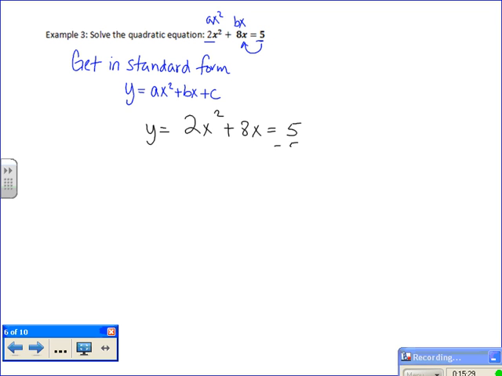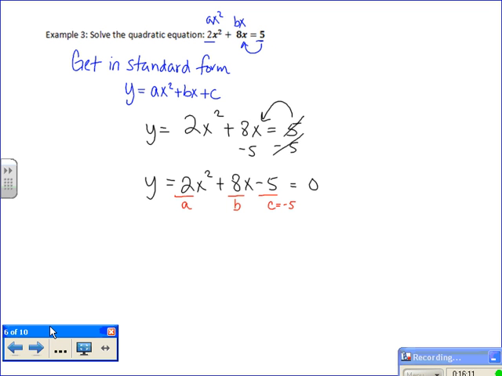Well, if I subtract 5 from both sides of that equal sign, or I move the 5 over and have to change its sign when I do that, I'll get y is equal to 2x squared plus 8x minus 5, and that's all equal to 0 because I'm not left with anything on the other side of the equal sign. So there I have it. A is 2, B is 8, and C is negative 5. Paying attention, if I have a negative sign or a subtraction sign in front of that constant or in front of any term, that gives me a negative value.